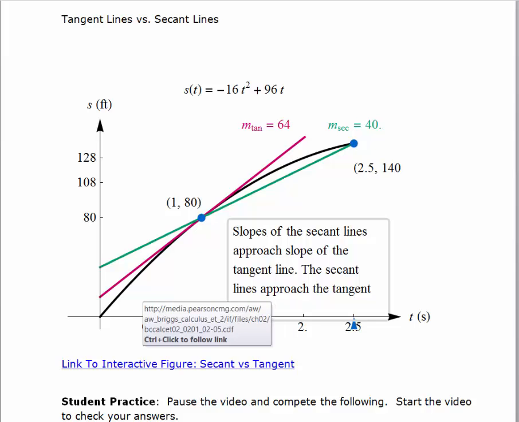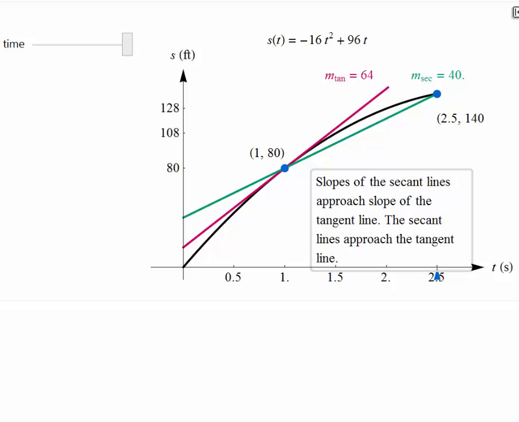So I'm going to open up this interactive figure. Alright, so if I slide the t, the time, this is a little slider up here, we can slide that back and forth, slide that all the way to the right. On this particular graph, it's the same function that we have, but the graph only goes out to 2.5. So we've got the secant line through (1, 180) and (2.5, 140), and the slope of that secant line is 40. And that is the average rate of change, or the average velocity on that interval from 1 to 2.5.